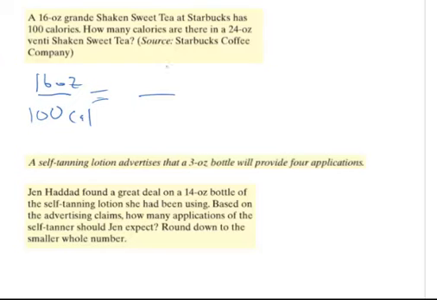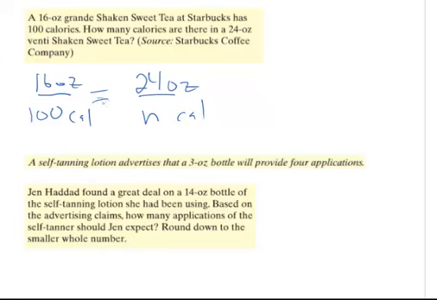And now our iced tea is 24 ounces, and we want to figure out how many calories we're going to have now. Before I even do this problem, my guess is our answer should be more than 100 calories. 16 ounces gives me 100 calories, 24 ounces should be more than that.